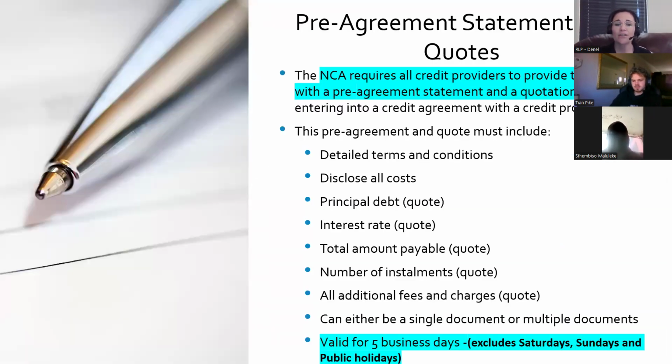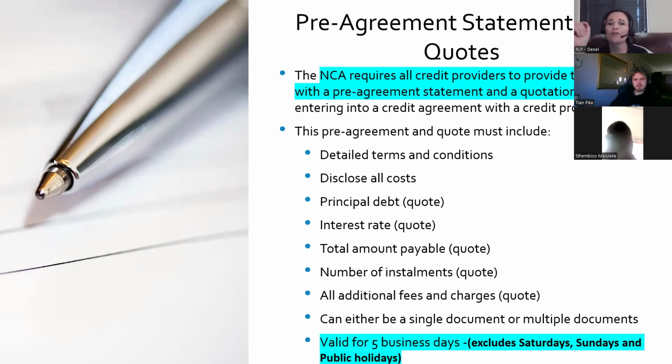Okay. So now we've discussed what is a credit agreement. We've looked at the different types of agreements. We've mentioned when an agreement is unlawful or when it has an unlawful provision. But now they want to know what are all of the documents that make up this agreement. So in blue, we say that the National Credit Act requires all credit providers to provide the consumer with a pre-agreement statement and quote before entering into a credit agreement with a credit provider.